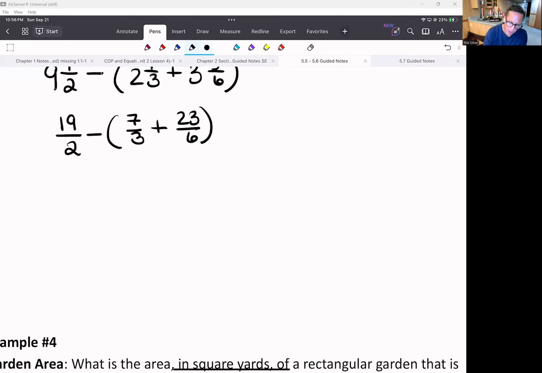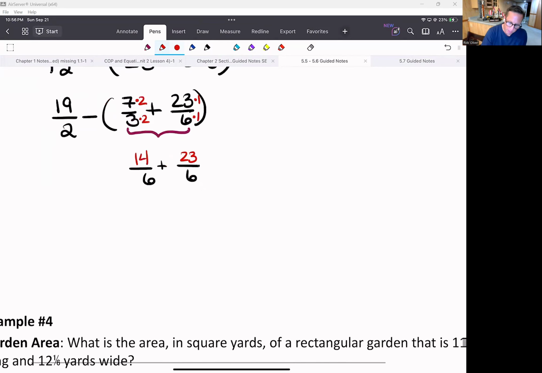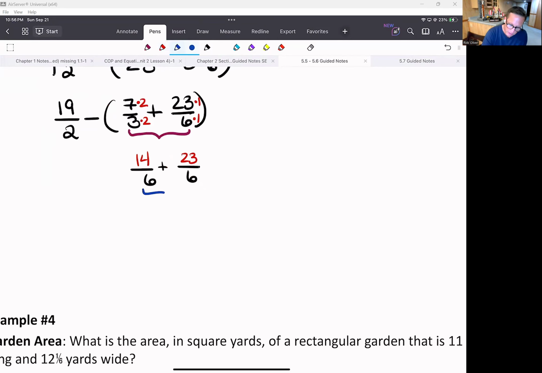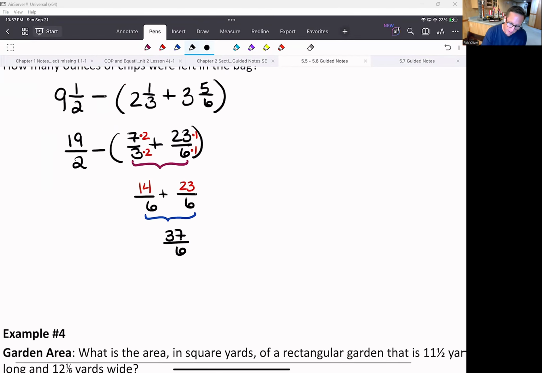All right, so I'm going to focus on just this part. So the LCD of that part is 6, right? So we got 6 there. So 3 times 2 is 6. So 7 times 2 is 14. So that turns into 14/6. 6 times 1 is itself, and 23 times 1 is still 23. So now we have 14 plus 23, which makes 37, right? So you got 37/6 right there.